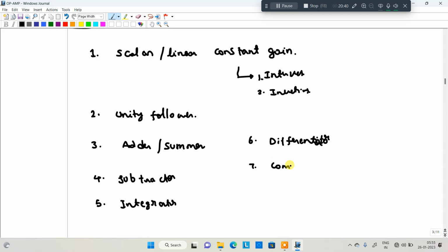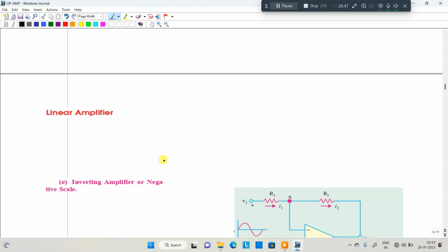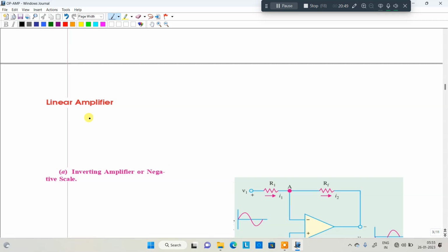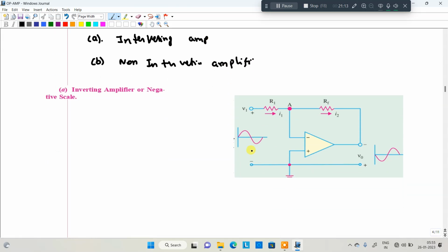Seventh one, comparator. Okay, we'll discuss all this. So first we'll start with the linear amplifier. This linear amplifier has two types: the inverting amplifier, or negative scale amplifier, and the second one, the non-inverting amplifier. So we'll discuss them one by one, starting with the inverting amplifier.